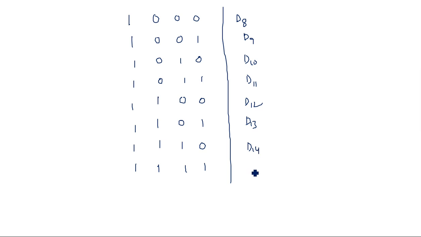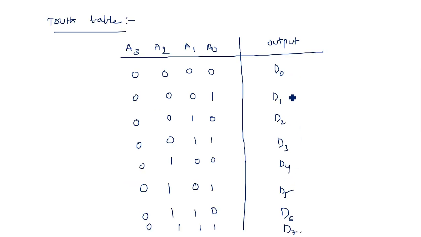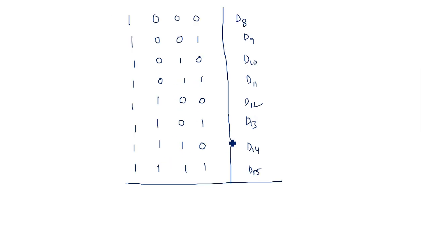Okay, so here it is: D8, D9, D10, D11, D12, D13, D14, and D15. See here, we have a total of 16 outputs with the combinations from four zeros to four ones.